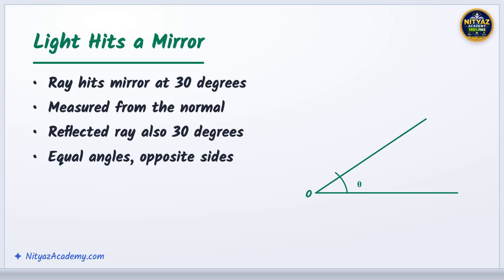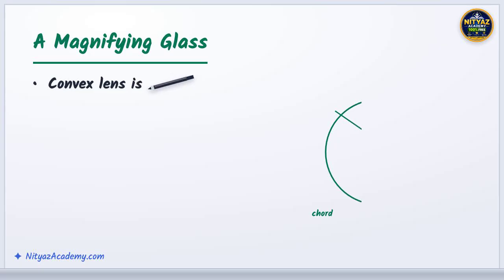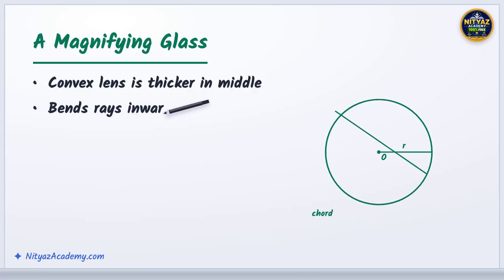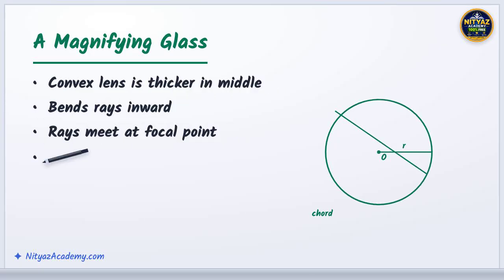Reflection is wonderfully reliable. Hold a magnifying glass over a page and the letters swell in size. This convex lens is thicker in the middle, so it bends the entering light rays inward toward a focal point. When the object sits close to the lens, your eye receives the bent rays as though they came from a much larger image. Refraction, carefully shaped into glass, becomes a tool for seeing the small world.